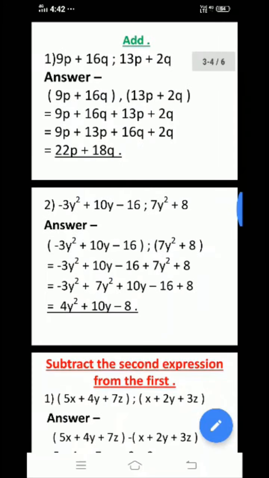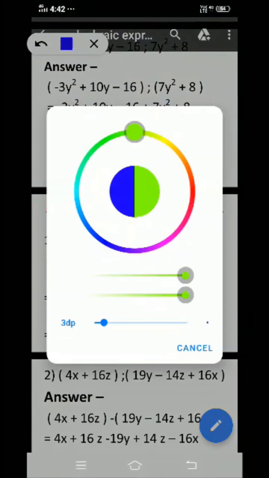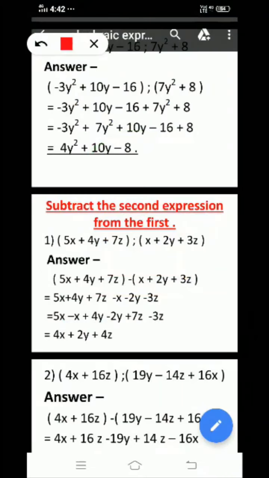Okay, next: subtract, minus 3y square plus 10y minus 16, second bracket 7y square plus 8. Again you have to do the addition here. Now see, 3y square and 7y square are like terms. You have to collect them: minus 3 plus 7. Opposite signs mean there is a subtraction. 7 minus 3 is 4y square.